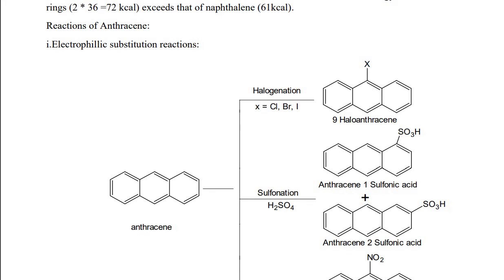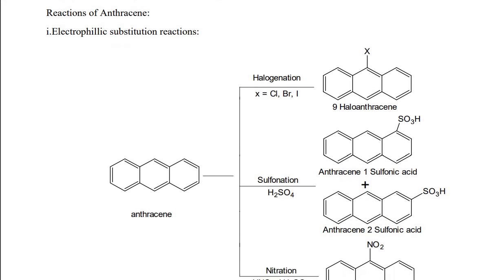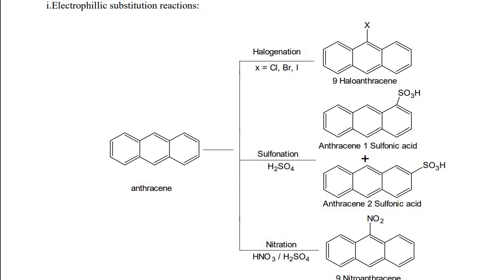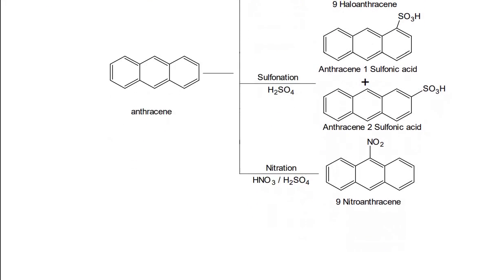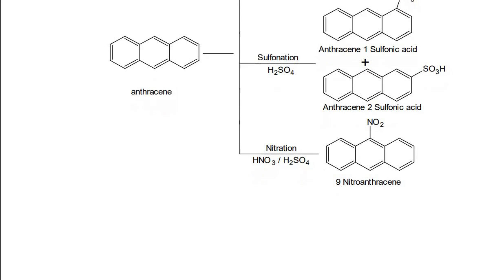Now reactions of anthracene. Electrophilic substitution reaction. You can see the anthracene undergoes halogenation. You will get the 9-haloanthracene. Anthracene-1-sulfonic acid and anthracene-2-sulfonic acid form on sulfonation, and nitration gives 9-nitroanthracene.